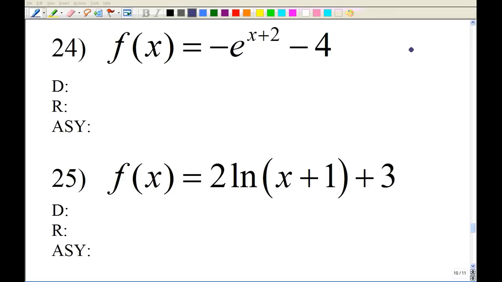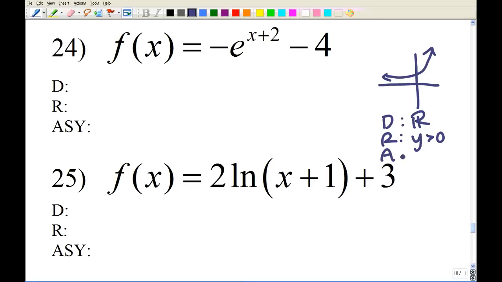And remember, the parent function roughly looks like this. Okay, where its domain was all real numbers. Its range was y is greater than 0, and its asymptote was at y equals 0. And that's just true for any of our exponential parent functions. So, looking at this, moving left or right won't affect the fact that the domain is still all real numbers.